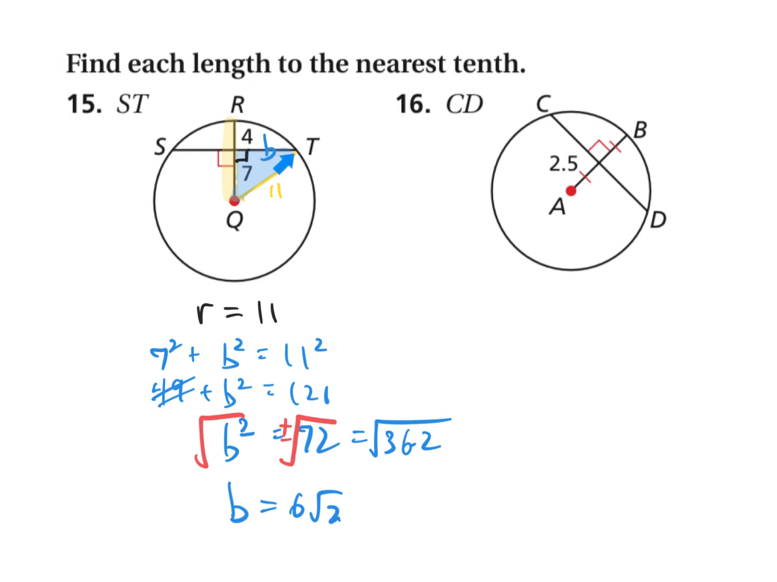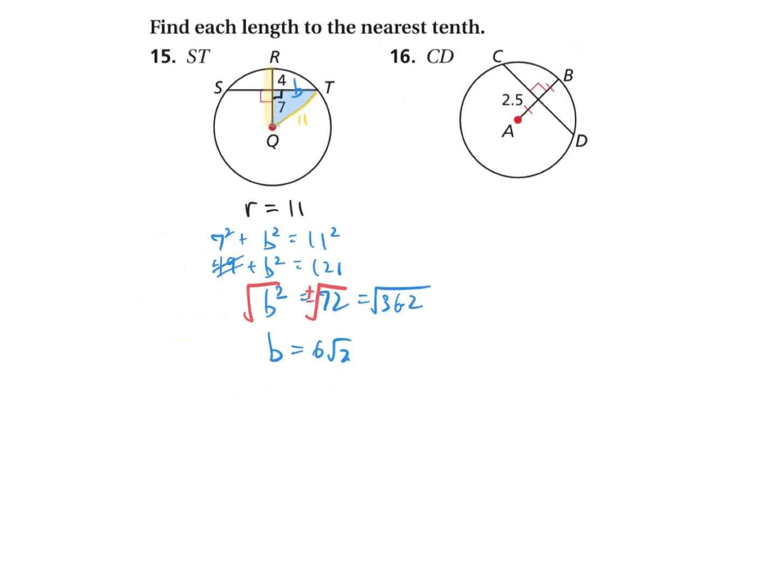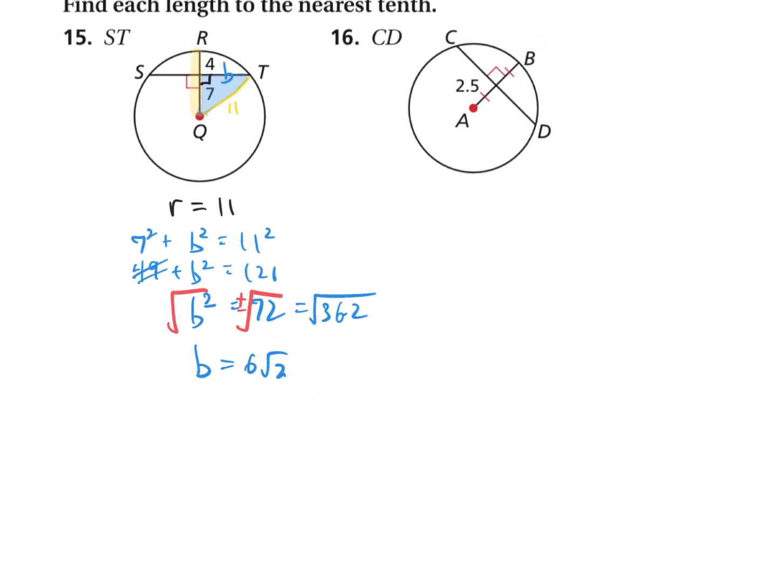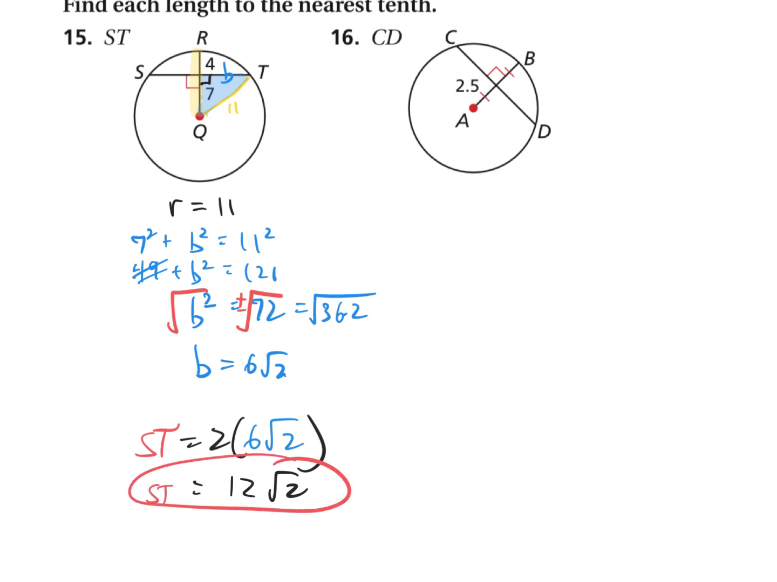Alright, so if B is 6 root 2, then the distance from S to T will be B plus B, which will be 2 of those, which is 12 root 2. And that's number 15.